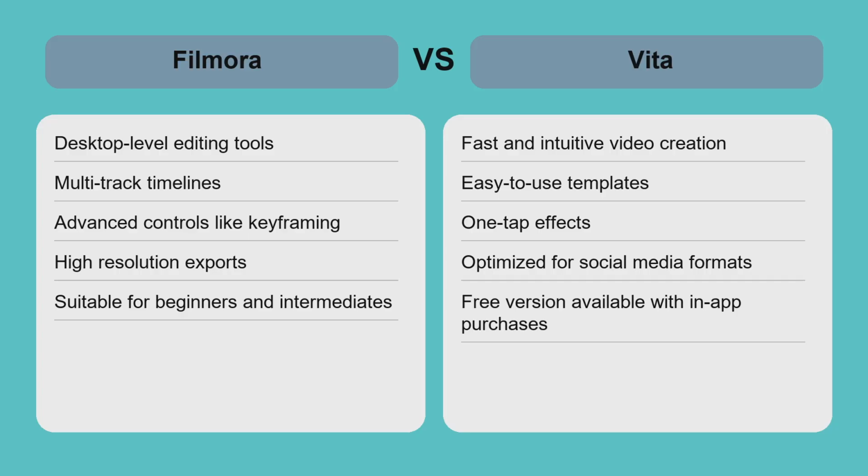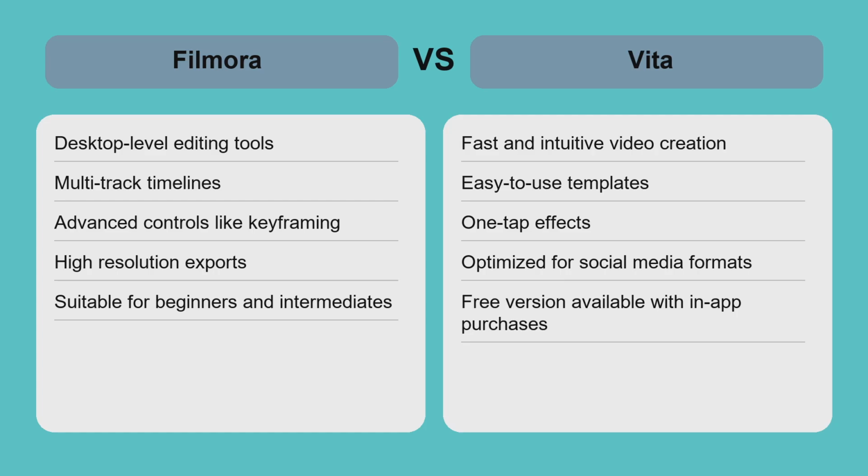Filmora suits users who want detailed control, layering multiple clips and advanced effects, making it great for YouTubers or mobile filmmakers. Its trade-off is a steeper learning curve and occasional subscription costs. Vita, on the other hand, shines for quick edits, offering fast templates and easy sharing, ideal for social media creators who need polished videos without complexity. However, it lacks the depth for complex projects.